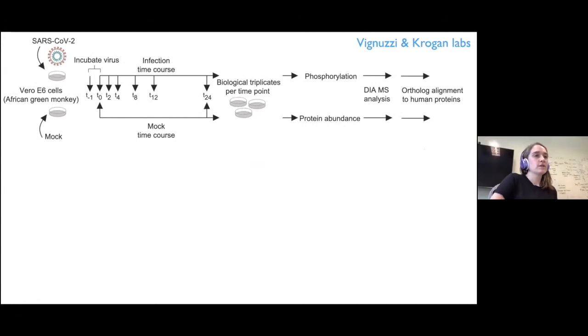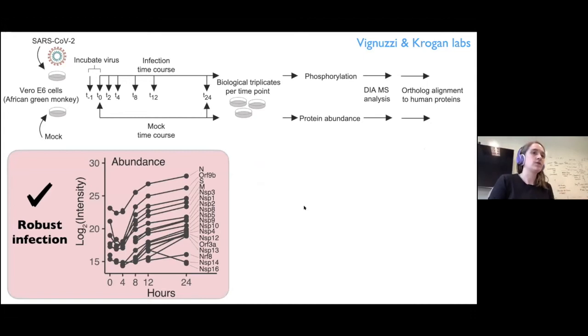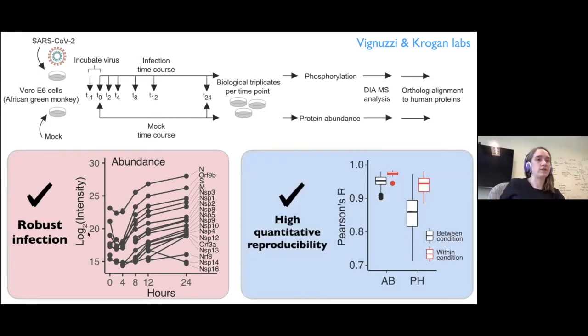And so just to convince you that this data is of reasonable or high quality, one thing we can do from the protein abundance data is look at the infection. We can detect many of the different viral proteins in our samples, and we observe a significant increase in the abundance of the viral proteins over infection. So we have a good infection here. And then also we have high quantitative reproducibility. When we look at replicates of a sample within the same condition, we're observing Pearson correlations of usually 0.95 or better.